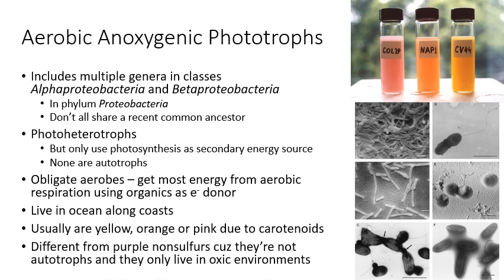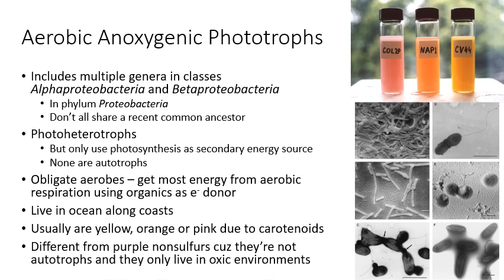They like to live in the ocean, usually along the coasts. Their colors are going to range from yellow and orange to pink, also due to the carotenoid pigments that they have. Some of the main differences that define them as separate from the purple non-sulfur bacteria is that they are never autotrophs, whereas the purple non-sulfurs can sometimes be autotrophs. And most importantly, they only live in environments that have oxygen.